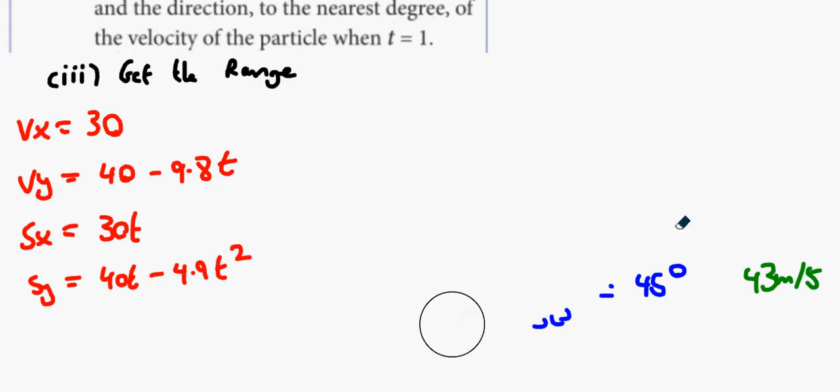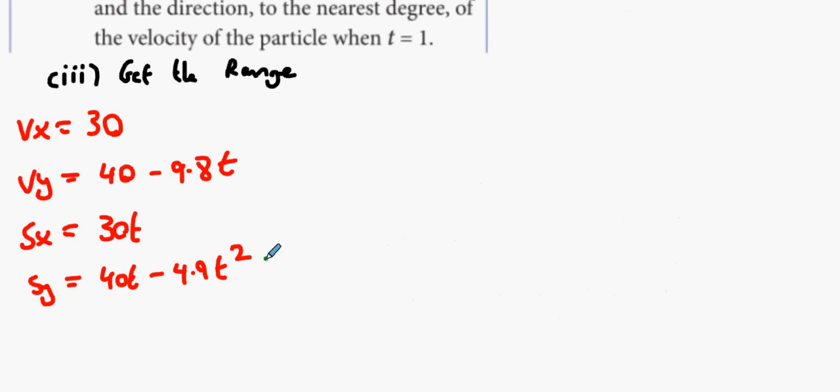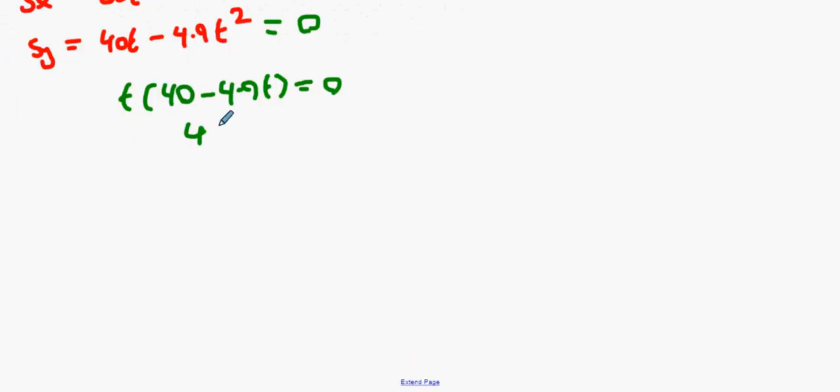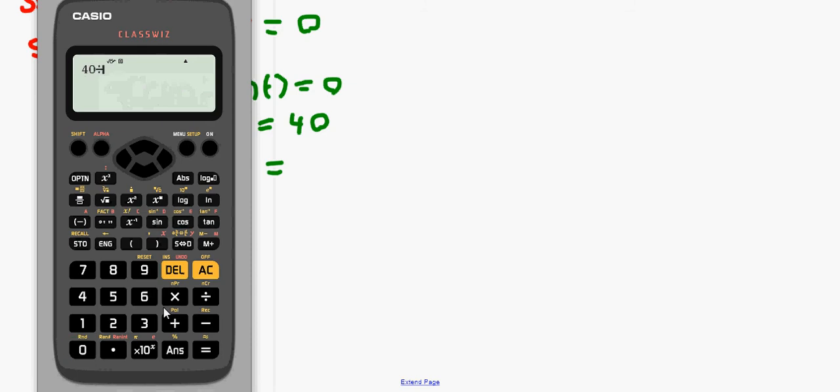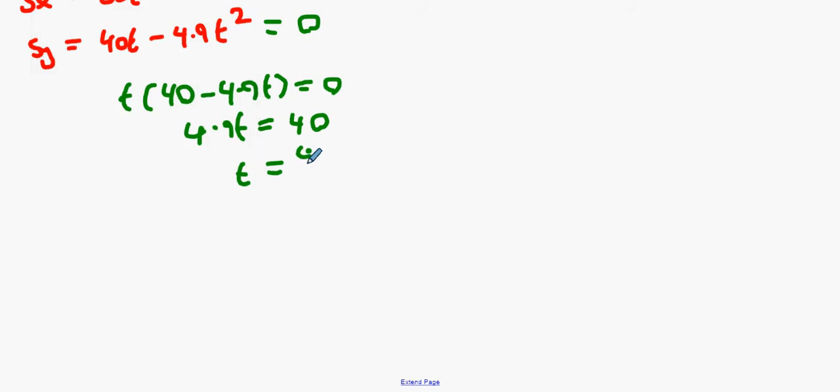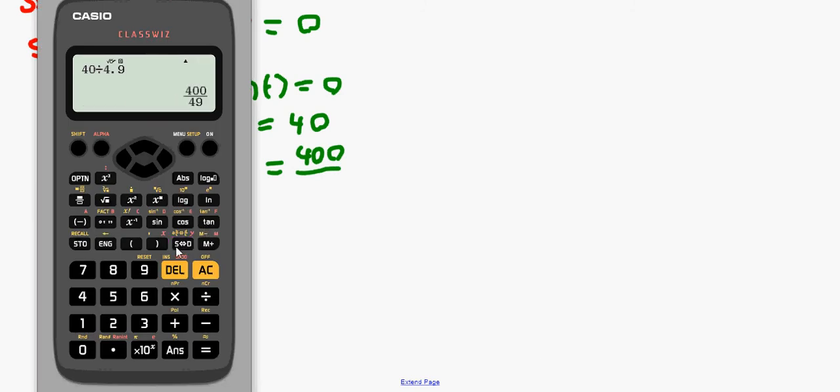Get rid of this now. Put equal to 0. Take out t. And you get 40 minus 4.9t. This implies 4.9t must equal 40. And t is, what's 40 divided by 4.9? 400 over 49 or 8.16. Where possible, keep it as a fraction. Fractions are better. Alright.